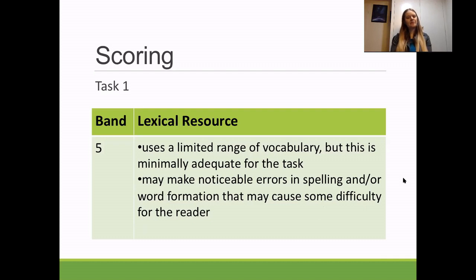A score of 5, you have a limited range of vocabulary, but it is minimally adequate for the task. So it is enough for you to communicate your ideas, but it's not a very wide range. And then you might be making some noticeable mistakes in spelling or word formation, and it might be a little bit confusing to the reader.